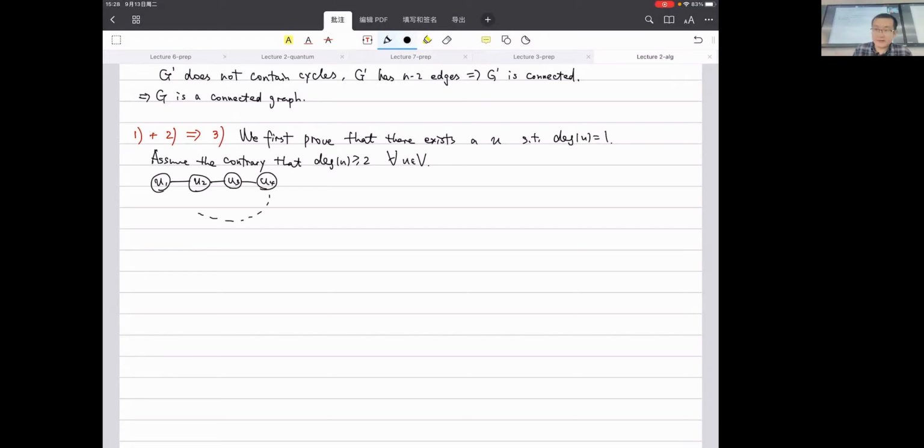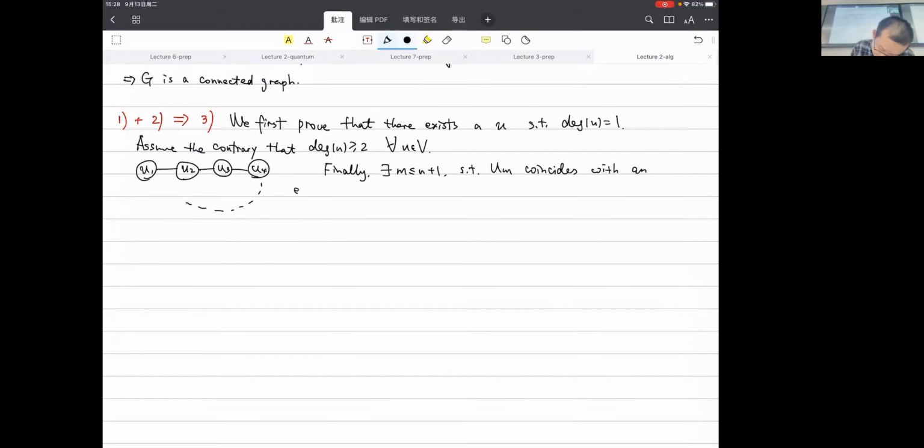But you don't have an infinite number of vertices here. So finally, there should exist an m, so basically this m should be at most, let's say, n plus 1, such that um coincides with an earlier ui. So you go from u4, u5, etc. But finally, maybe let's say you go back to u2. So this can happen.